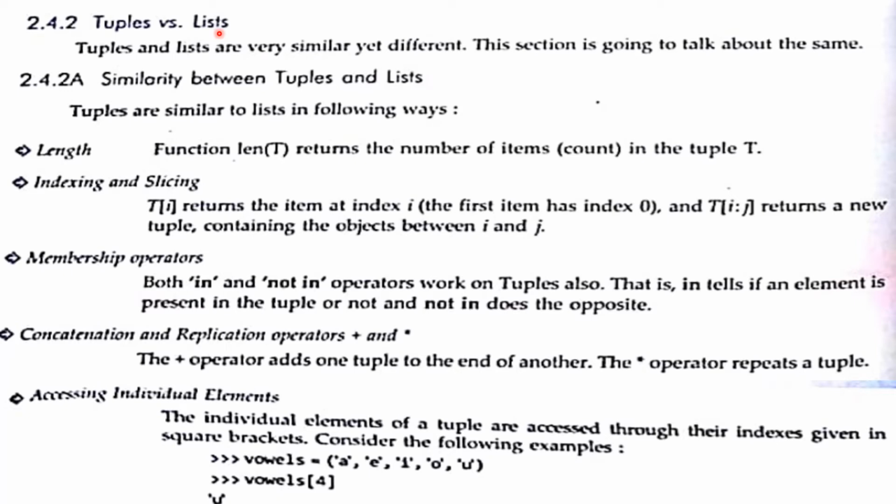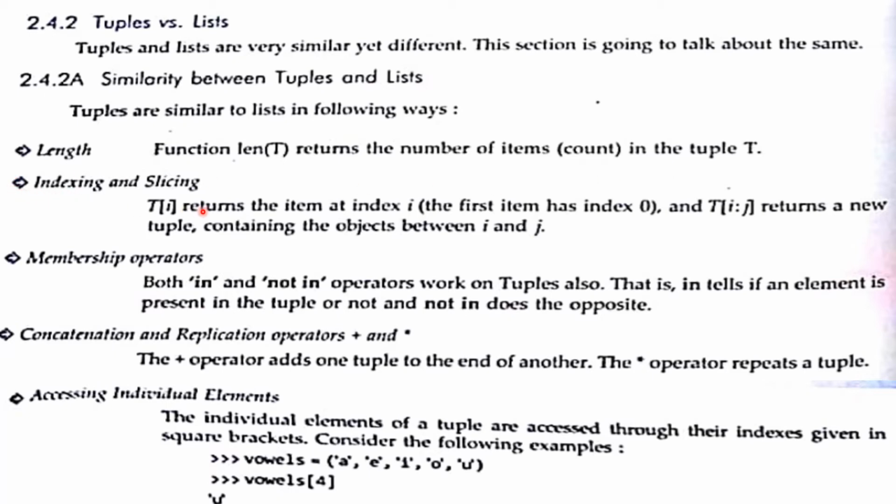Next is tuples with lists. Here first of all we will see similarities between tuples and lists. Tuples are similar to lists in the following ways. We had the length function in list, and we have the length function in tuple also. The length function, len, returns the number of items or count present in the tuple. That is the same as we have seen in the list.